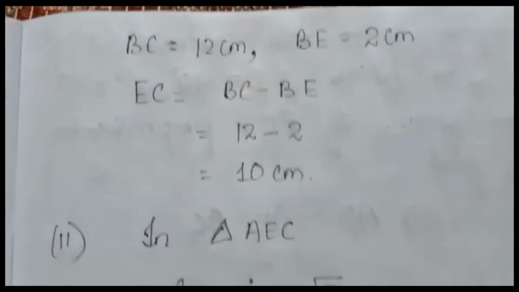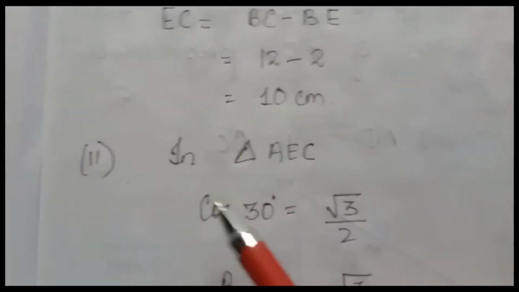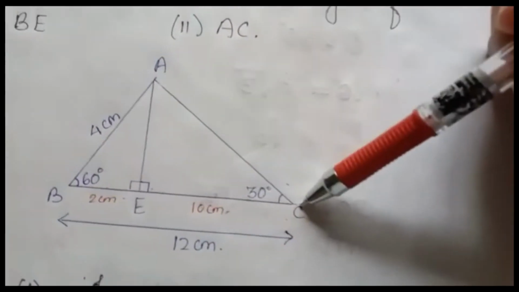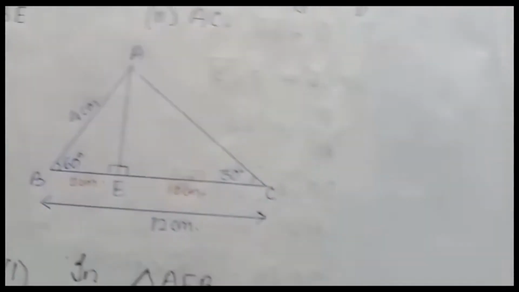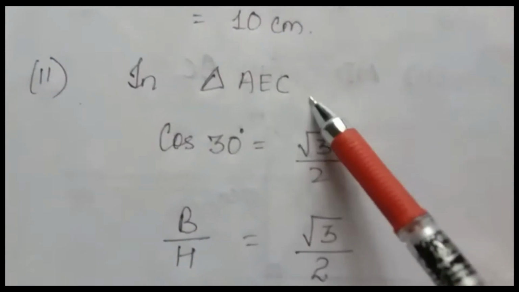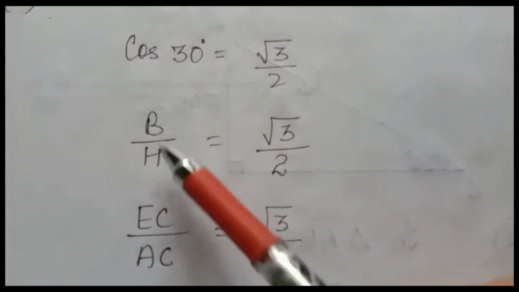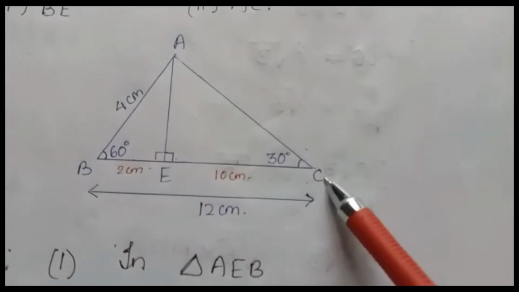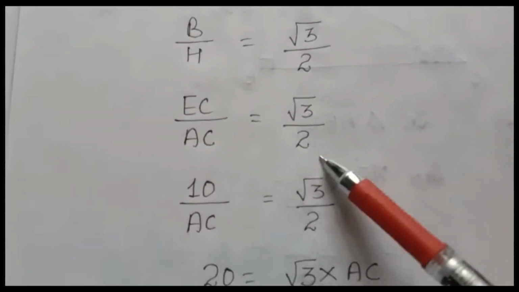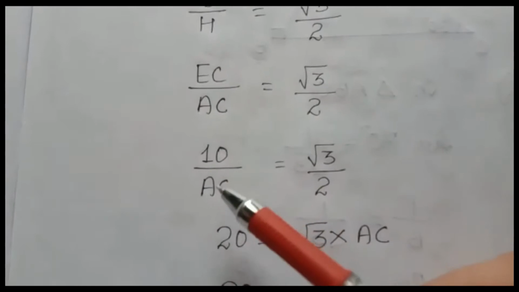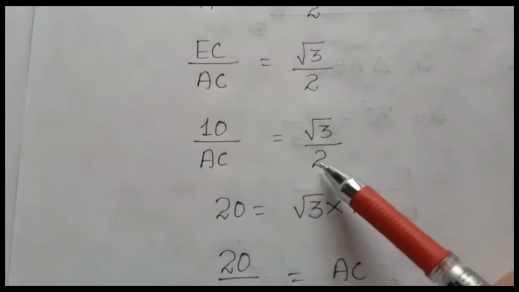How to find AC? For that, to find AC we have to use triangle AEC. So in triangle AEC, cos 30 degree. The value of cos 30 is root 3 by 2. Now base is EC, hypotenuse is AC. So EC by AC is equal to root 3 by 2. EC is 10, so 10 divided by AC is equal to root 3 by 2.